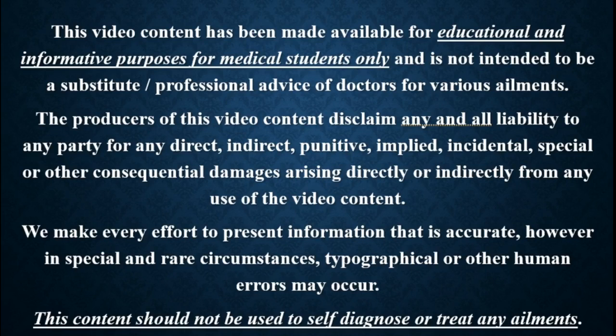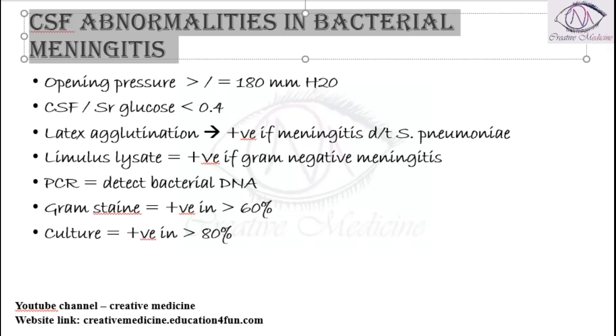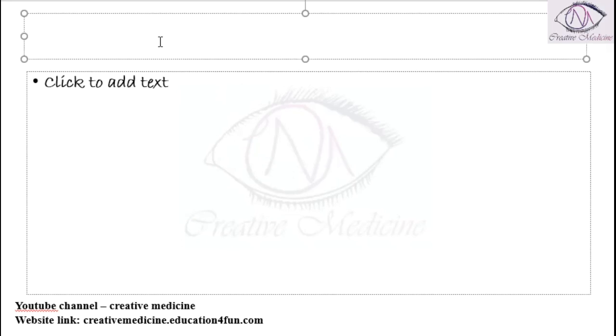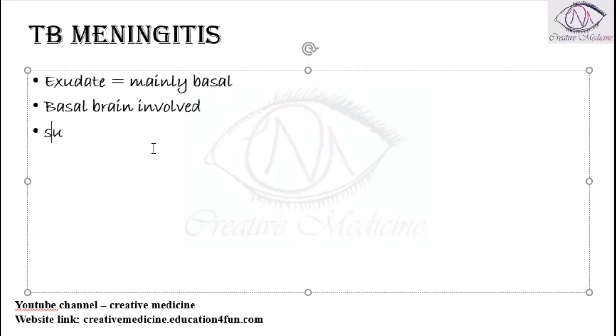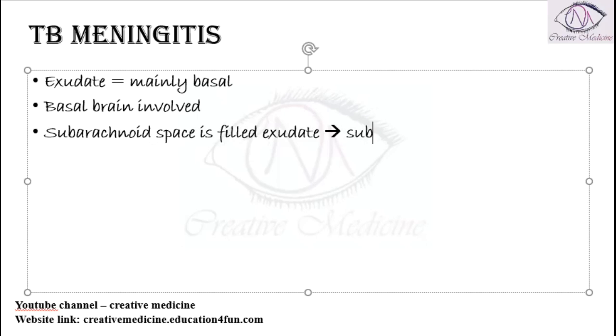In this lecture, we will learn about some important points about tubercular meningitis, especially the exudate. In tubercular meningitis, the exudate is mainly basal. So that means the basal brain is involved in tubercular meningitis. Even the subarachnoid space is filled with exudate. So because the subarachnoid space is also filled with exudate, the patient with tubercular meningitis will present with subarachnoiditis.